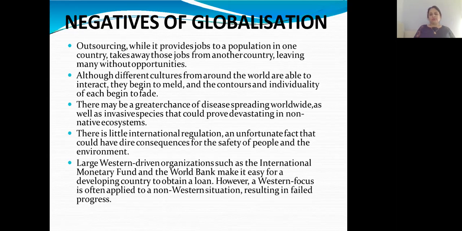Although different cultures from around the world are able to interact, they begin to melt, and the uniqueness and individuality of each begins to fade. There may be a greater chance of disease spread, which we are facing worldwide today, as well as invasive species that could prove devastating in non-native ecosystems. There are few international regulations, an unfortunate fact that could have a direct consequence for the safety of people and the environment. And large Western driven organizations such as the International Monetary Fund and the World Bank make it easy for developing countries to obtain loans. However, a Western focus is often applied to non-Western situations.